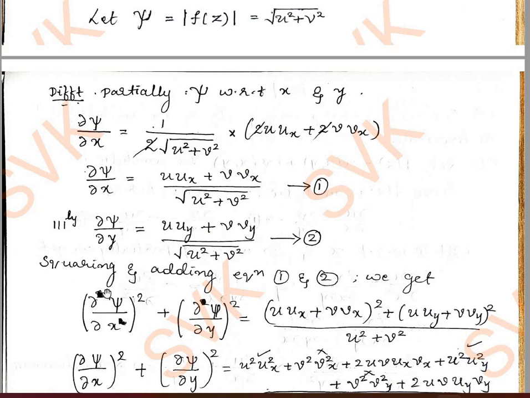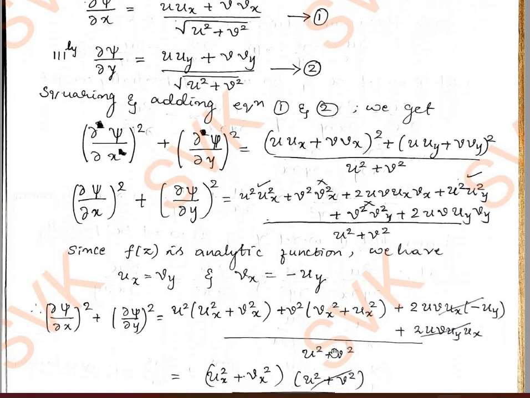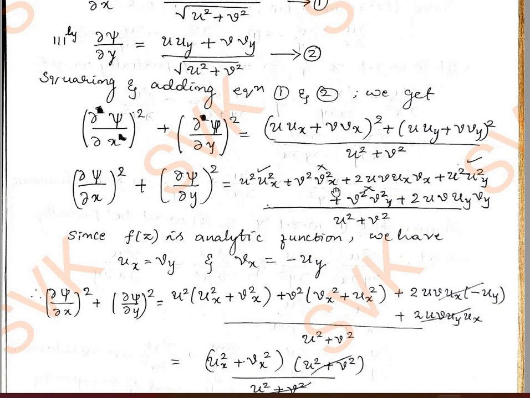We are going to get del psi by del x whole square plus del psi by del y whole square is equal to, as we are squaring, the root gets cancelled, the denominator is a common term, so I have taken LCM, u square plus v square, the numerator is (u ux plus v vx) whole square plus (u uy plus v vy) whole square. So expanding this, I am going to get this equation, and adopting the CR equation in this expression, I am going to get this expression.